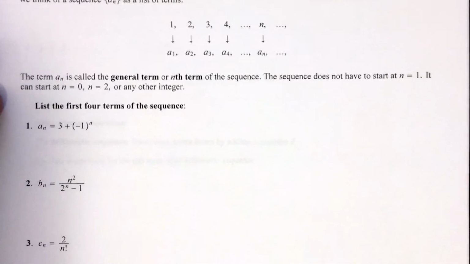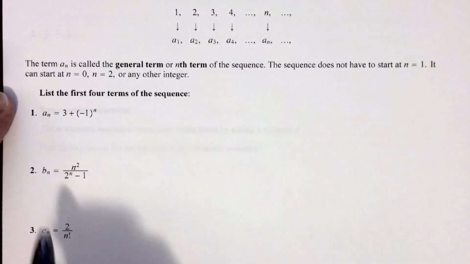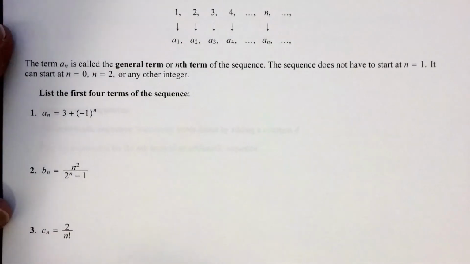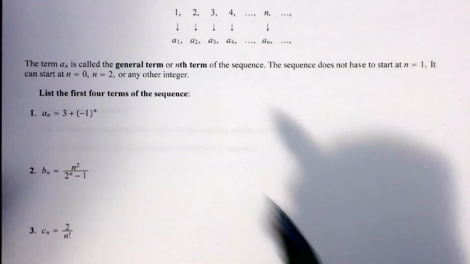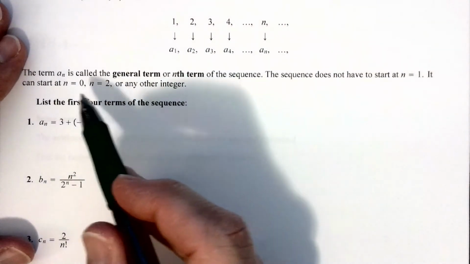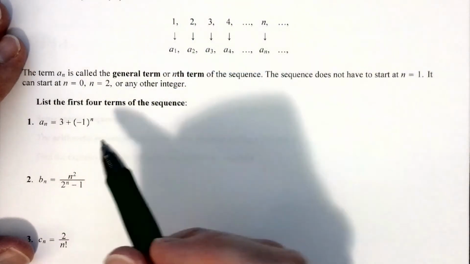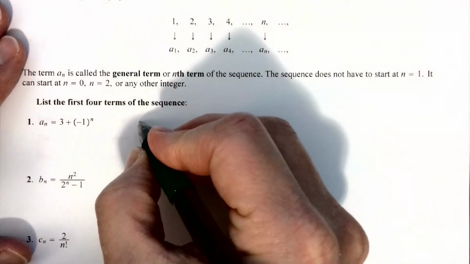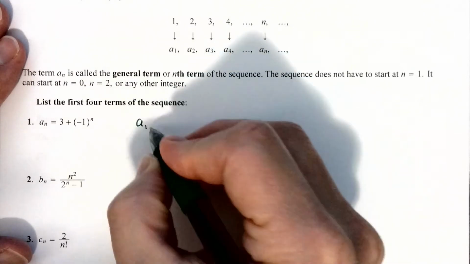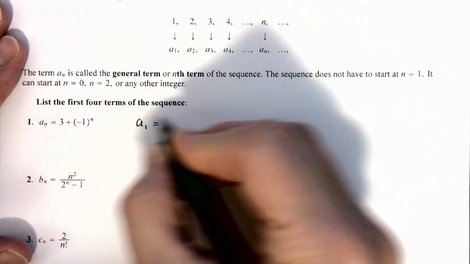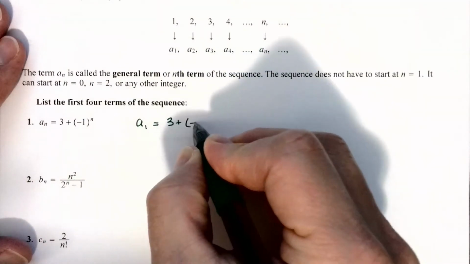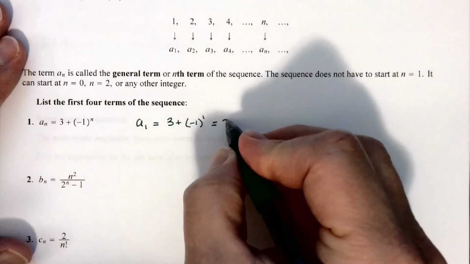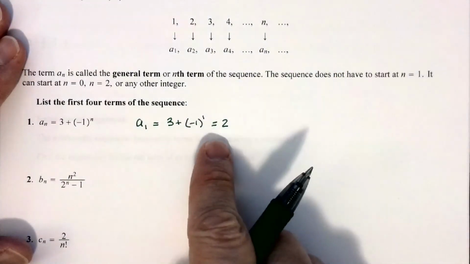If that didn't make any sense, here's an example of some sequences. We're going to list the first 4 terms of the sequence. Unless otherwise stated, I'm always going to start with n equal 1. So when I say the first term in the sequence, I mean a sub 1. What is that? N is 1, and I simply, in this formula, replace n with 1. Negative 1 to the first power is negative 1. 3 plus negative 1 is 2. There's the first term in our sequence.